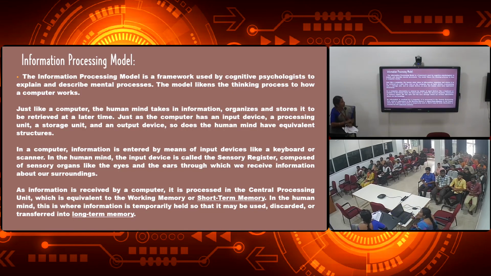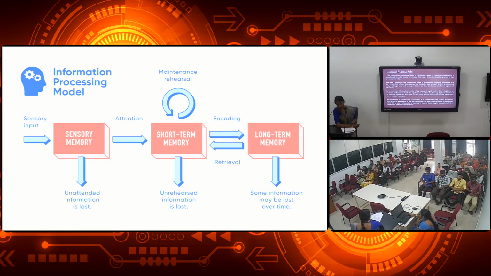Next slide. Next one is the information processing model. This model is given by Atkinson and Shiffrin. This processing model is a framework used by cognitive psychologists to explain and describe the mental process of memory, so how memory works. As I said, the information gets into your sensory memory, then passes on.